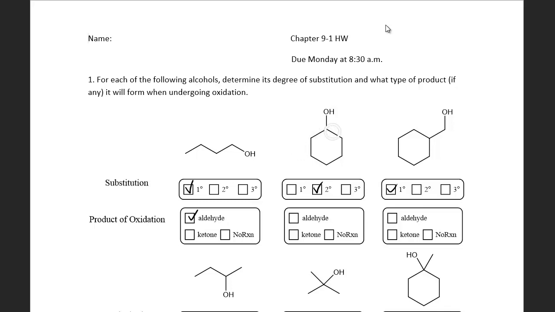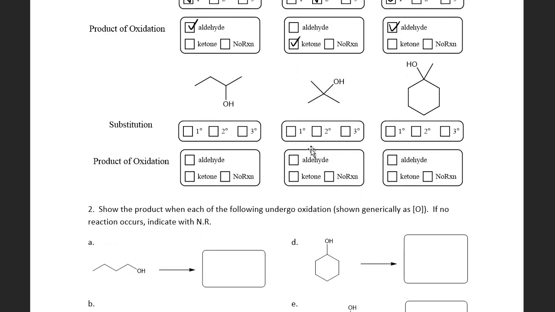Here we have two carbons attached to what will be the carbonyl carbon, so this is going to be a ketone. And here this is going to be another aldehyde functional group based on our options. But again, this primary alcohol could be converted to a carboxylic acid if we have a strong enough oxidizing agent.